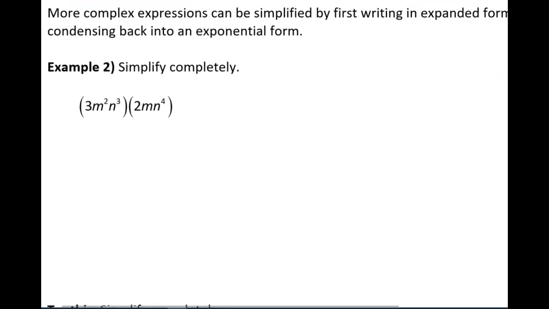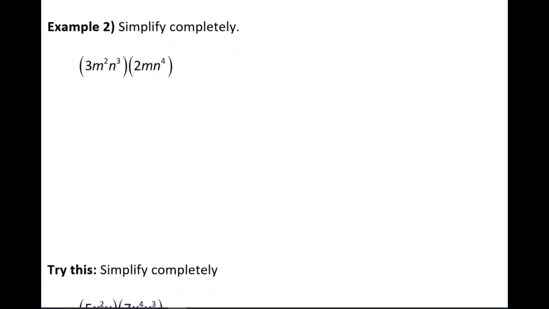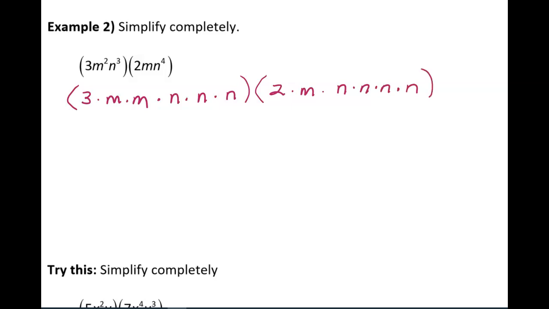All right, so the technique for simplifying something like 3m squared n cubed times 2m n to the fourth is going to be to write each of these expressions in expanded form. So 3 times m, because remember the exponent only applies to the n, m, and then the exponent that applies to the n is n cubed, or the 3, so that means n times n times n. And then our second expression is 2 times m times n times n times n times n. Now we're going to take those two expressions and multiply them together.